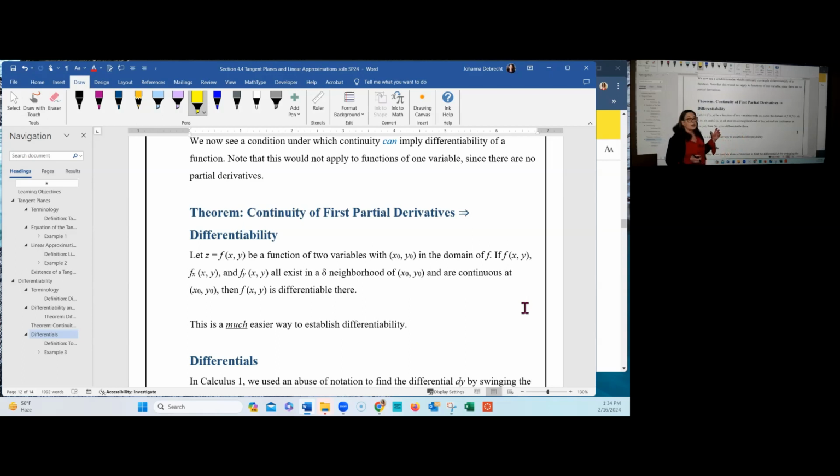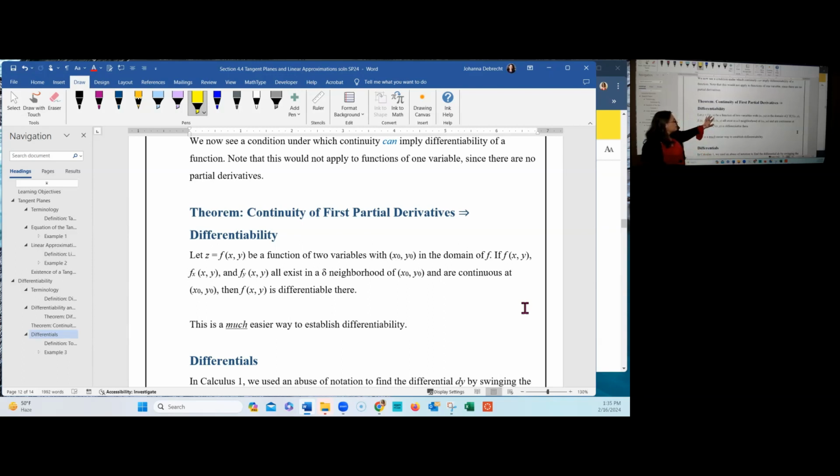In the case where we have functions of two independent variables, there is a condition under which differentiability does imply, or rather continuity does imply differentiability. This is very different from a function of a single variable.